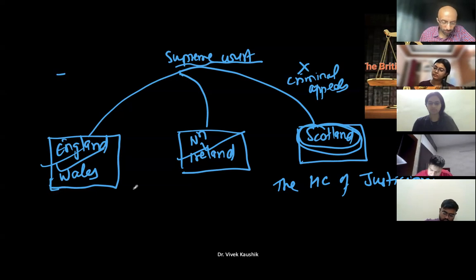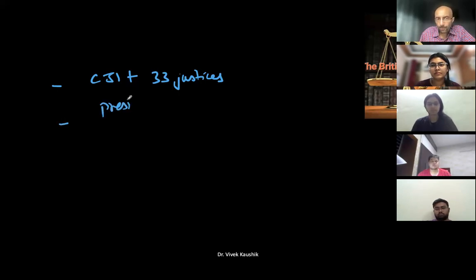Okay, next point. Like in the Indian Supreme Court, we designate the head of the Supreme Court as CJI, plus we have other 33 justices or judges. In the UK, they call the head of the Supreme Court the president. To assist him, there is a deputy president, plus there are 10 other justices.